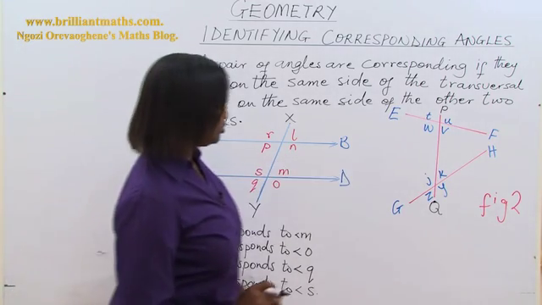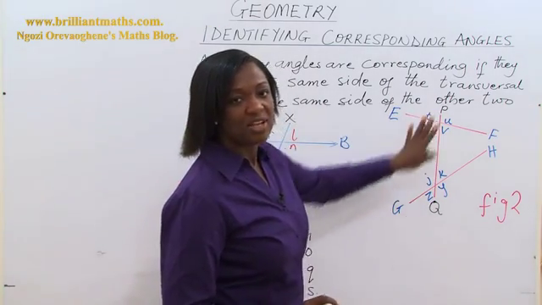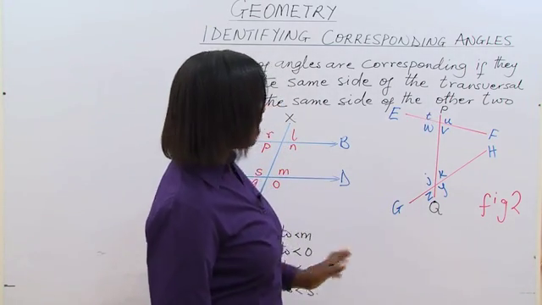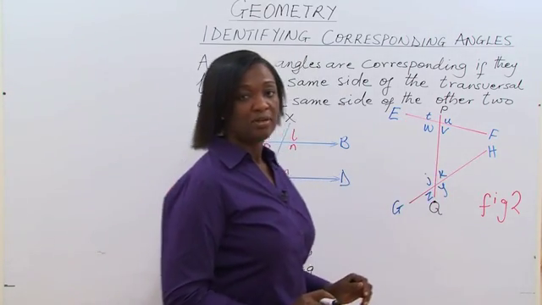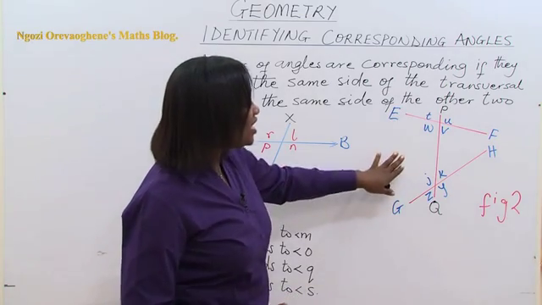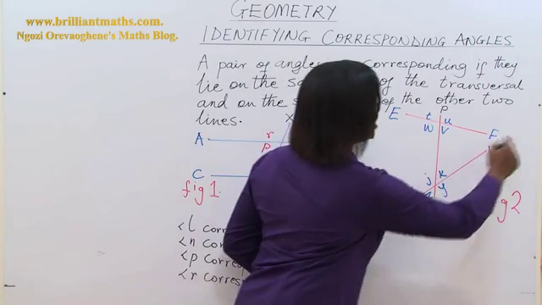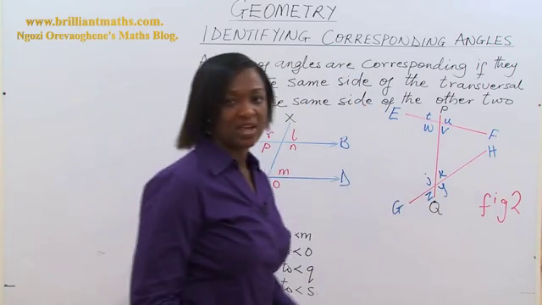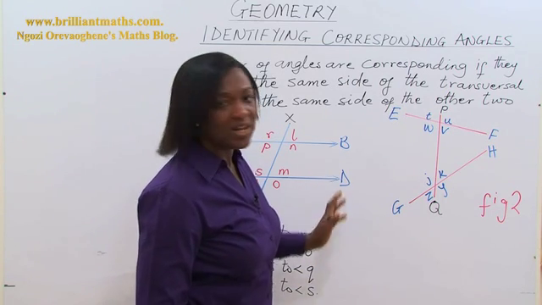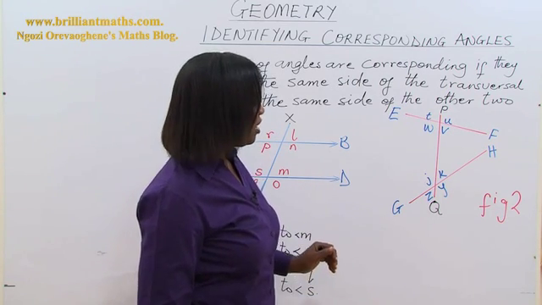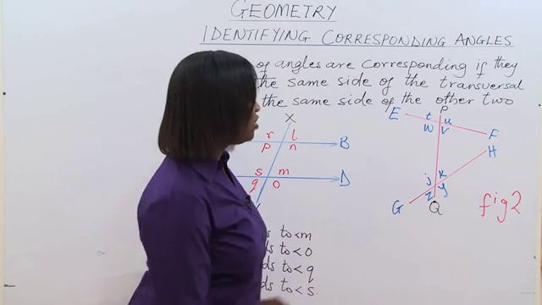Let's look at figure two. We have PQ as our transversal, and we have line EF and line GH as the other two lines. But in this case, EF and GH are not parallel. In fact, if we extend them a little bit, the two lines will intersect, so they are not parallel. But we have corresponding angles there too. They should lie on the same side of the transversal and on the same side of the other two lines.